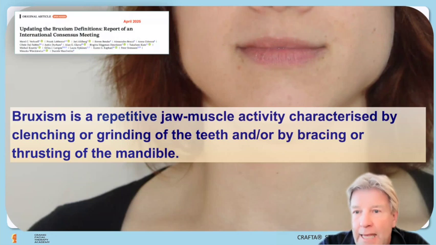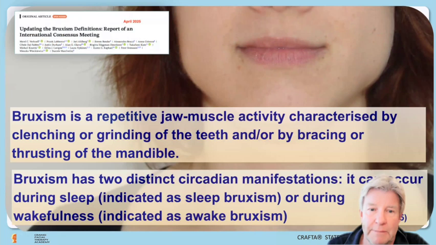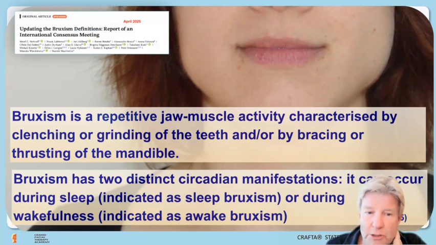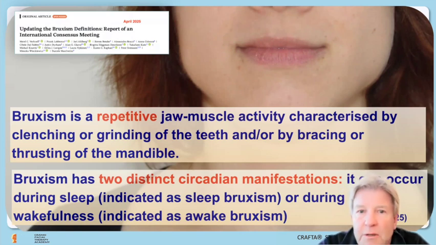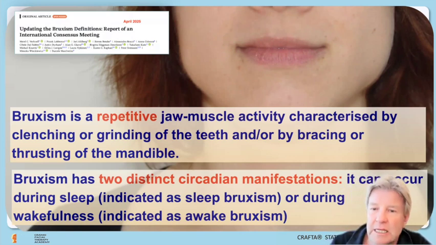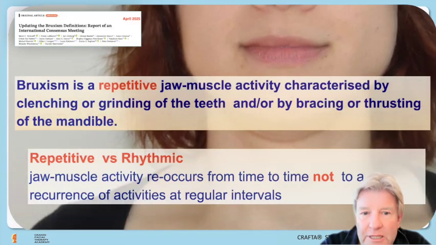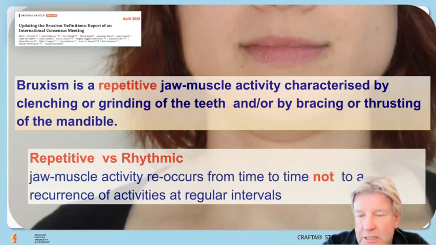of the mandible. And the four activities I want to explain for 1 minute. Bruxism has two distinct circadian manifestations. It can occur during sleep or during wakefulness. They changed the words to repetitive and distinct circadian manifestation. Before, they had rhythmic. Repetitive means jaw muscle activity reoccurs from time to time, not recurrent or at regular intervals.